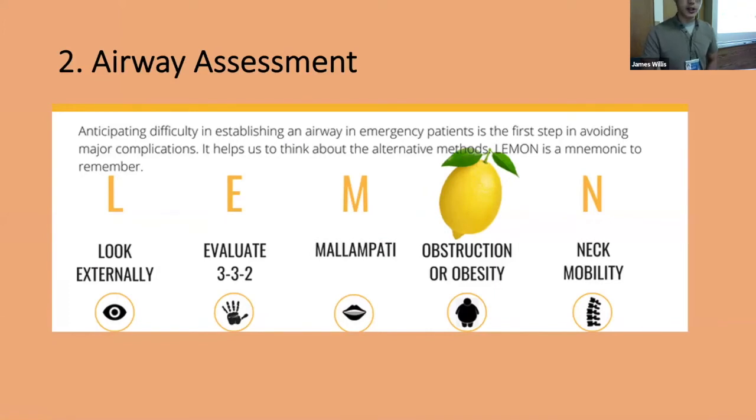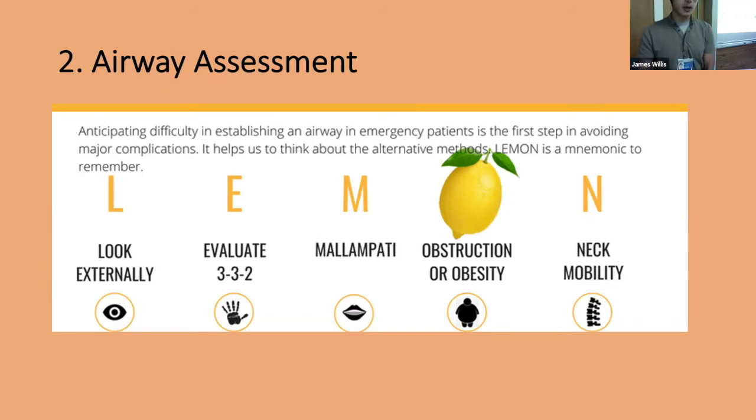So you want to look externally, look for signs of facial trauma, large incisors, facial hair, large tongue. You can evaluate using the 3-3-2 rule for the patient's airway structure and see how far up their larynx is. But you want to be able to fit 3 fingers between the patient's incisors upon mouth opening, 3 fingers from the chin to the hyoid, and then 2 fingers from the hyoid to the thyroid cartilage.